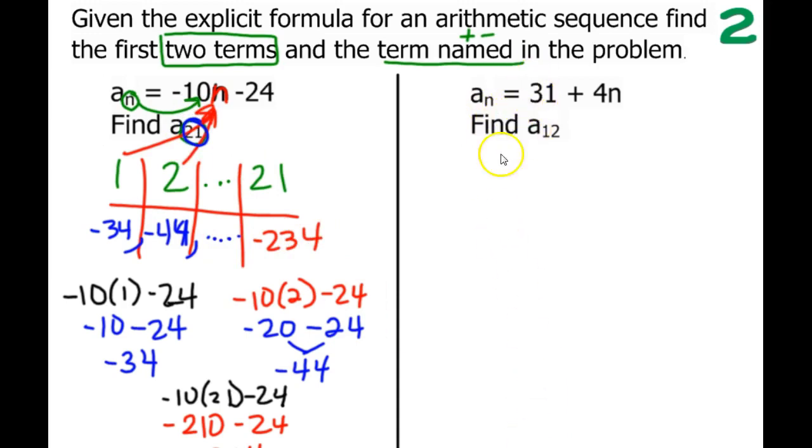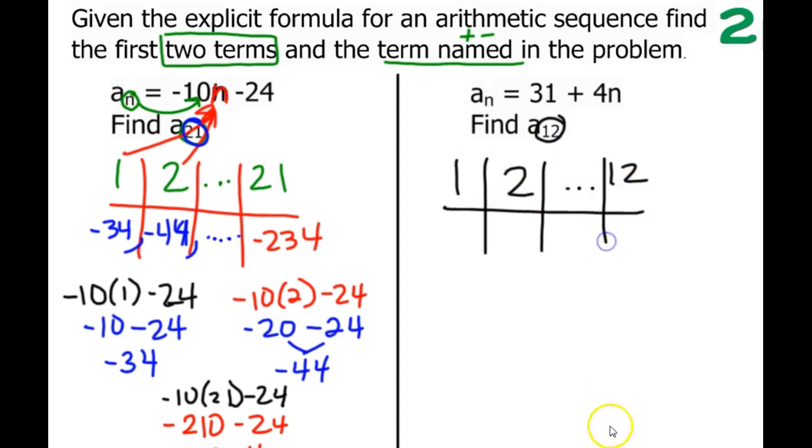Let's try the same thing over here. We need to find the first two terms, and now this time it says 12th term. So I'm going to make a little table, so I can plug these in. First I'm going to plug in a 1 for n. So 31 plus 4 times 1.